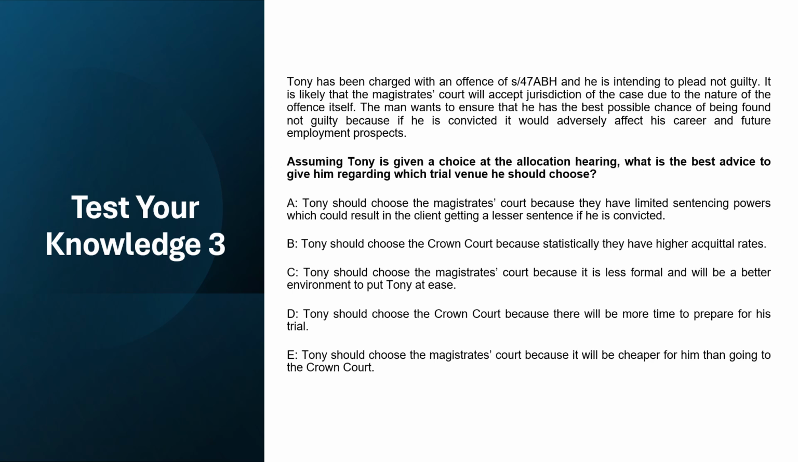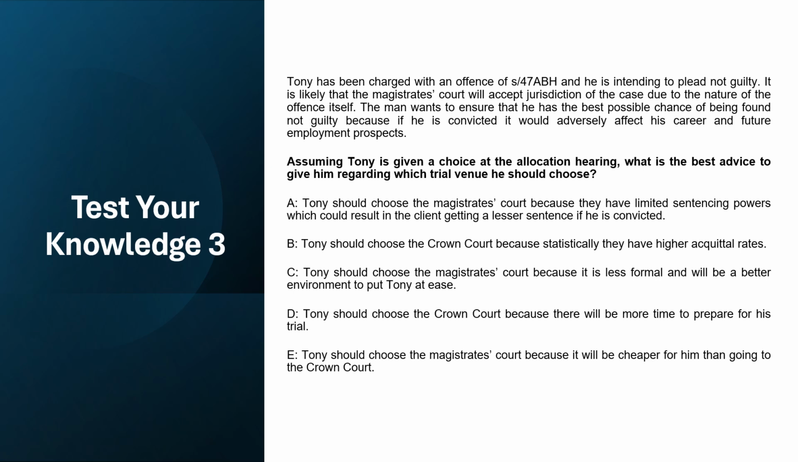Is it A, B, C, D, or E? A, Tony should choose the Magistrates' Court because they have limited sentencing powers, which could result in the client getting a lesser sentence if he is convicted. Is it B, Tony should choose the Crown Court because statistically they have higher acquittal rates? Is it C, Tony should choose the Magistrates' Court because it is less formal and will be a better environment to put Tony at ease?